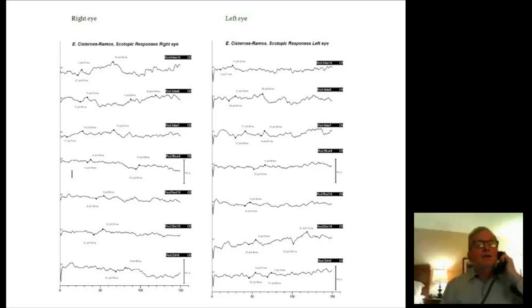And here we show the typical patient with a Leber's congenital amaurosis in whom there's severe reduction or extinction of both the photopic or cone-mediated response and the scotopic or rod-mediated response.